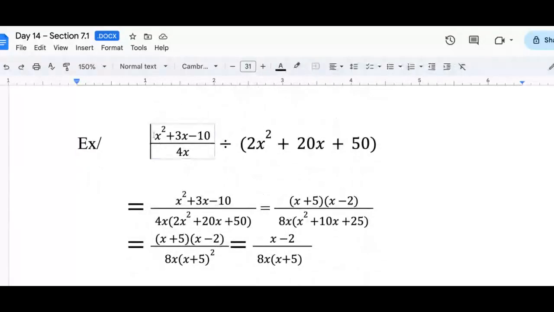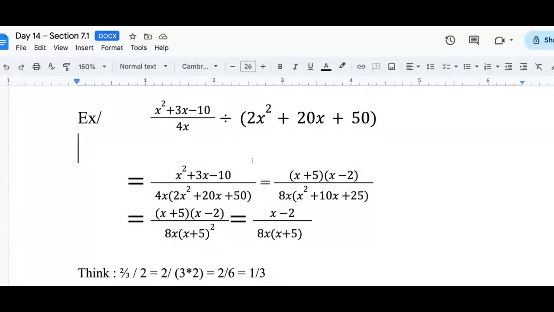Well, let's see this example. We have a rational expression divided by a polynomial. We do the same thing. We change division into multiplication, then we take the inverse of this. Well, the denominator of this polynomial is 1. When we flip over, we just get 1 over 2x squared plus 20x plus 50.